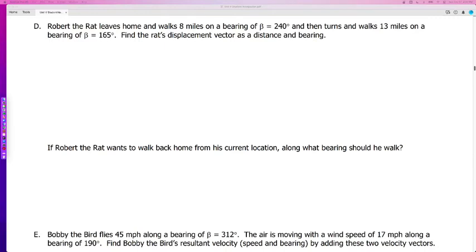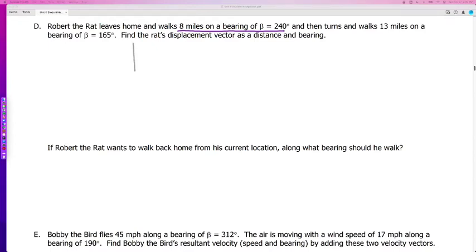So the first vector is that 8 miles at a bearing of 240 degrees. If I'm just thinking about 240 degrees in my head, with bearing, 240 degrees is going to put us somewhere in the third quadrant. We're going to be moving kind of down and left. And then from there, the second vector, 13 miles at a bearing of 165 degrees, that's going to put us in the fourth quadrant. So again, we're going to be moving kind of down, but to the right.